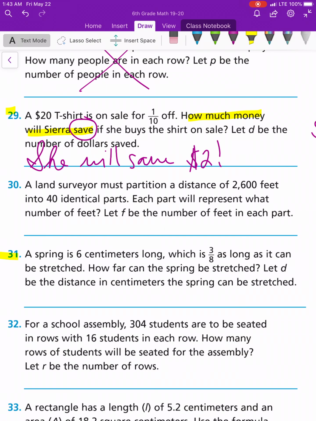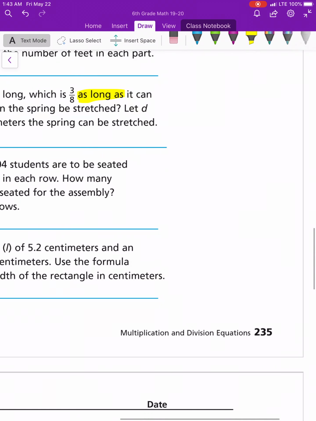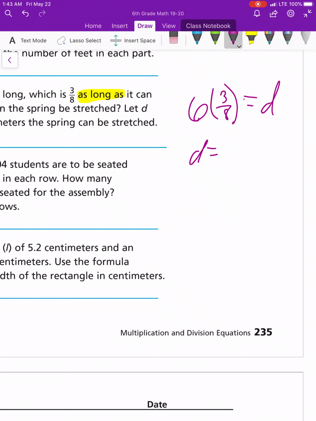Exclamation point. Okay. A spring is 6 centimeters long, which is 3/8 as long as, that means multiply, as long as it can be stretched. How far can the spring be stretched? Let D be the distance in centimeters. Okay, so we would do 6 times 3/8 equals D for distance. D is equal to 6 times 3 is 18. 1 times 8 is 8.